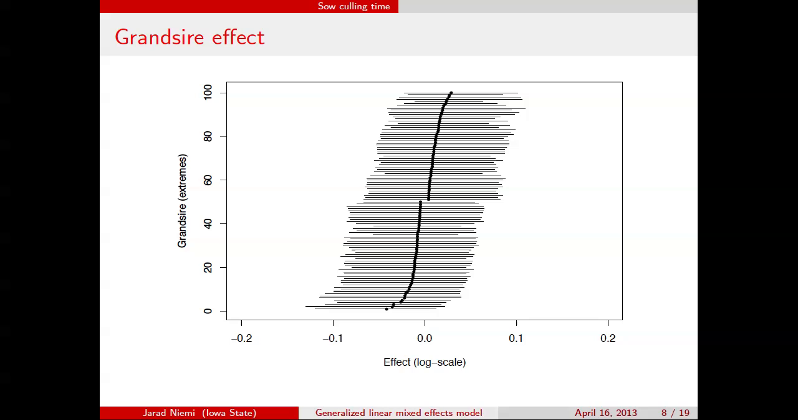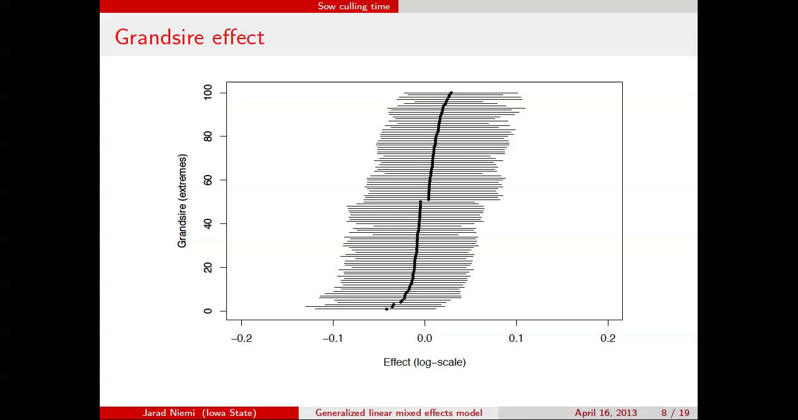Because essentially, if you take it out, you assume that there's absolutely no variability amongst the grandsires. And it seems like there probably is some variability. Yes, we don't have statistically significant results to say there are. But it's my belief that there probably are differences.